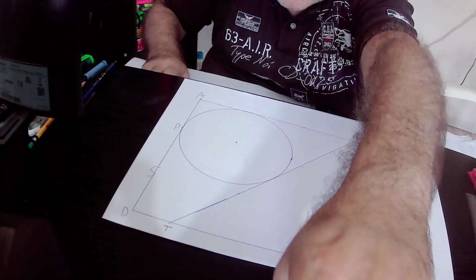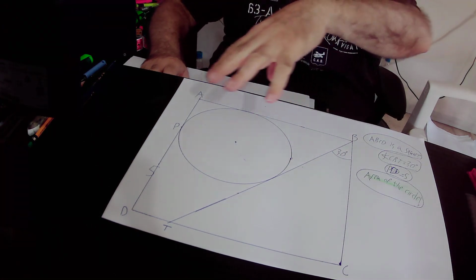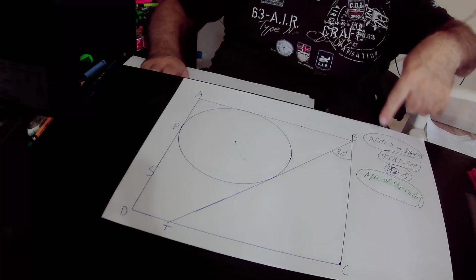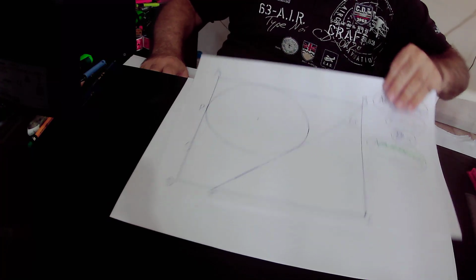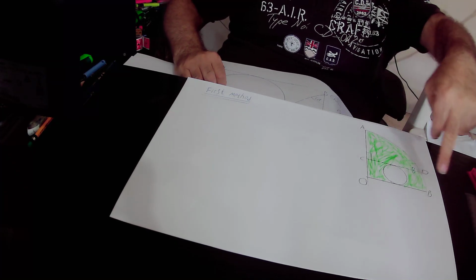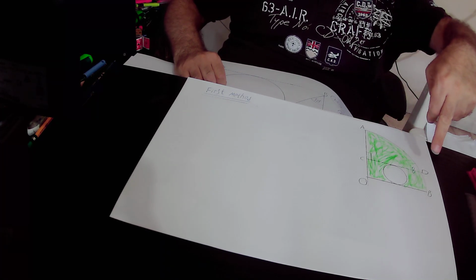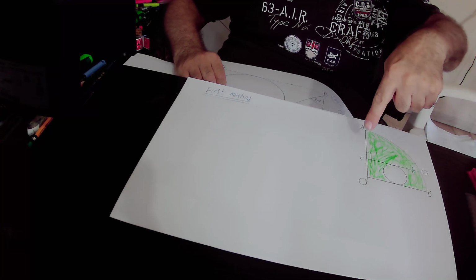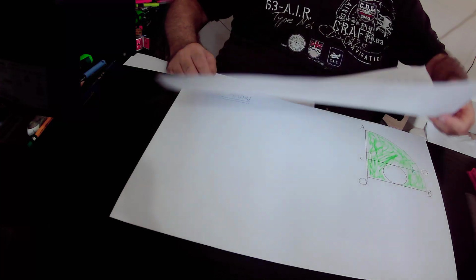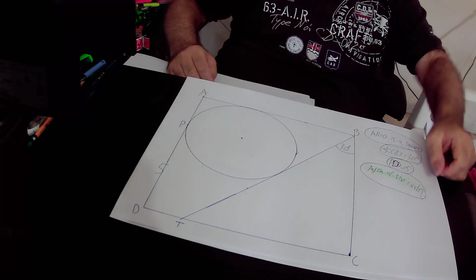Now, in this lecture, we'll answer two questions. In the first question, we'll find out the area of this circle that is inside square ABCD. And in the second question, we'll find out the value of the green area that is inside a quarter circle. So we'll start with the first question.